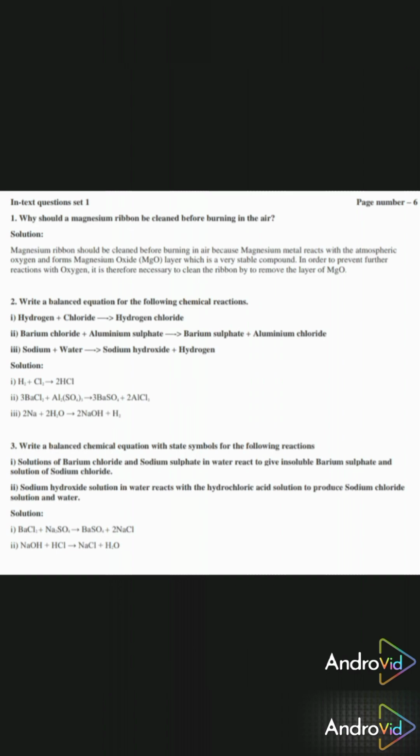So the first question in in-text question set 1 is, why should a magnesium ribbon be cleaned before burning in the air? The solution is, magnesium ribbon should be cleaned before burning in air because magnesium is a metal, right? It reacts with the atmospheric oxygen and forms magnesium oxide, that is the MgO layer, which is a very stable compound. So in order to prevent further reactions with oxygen, it is necessary to clean the ribbon to remove the layer of magnesium oxide.